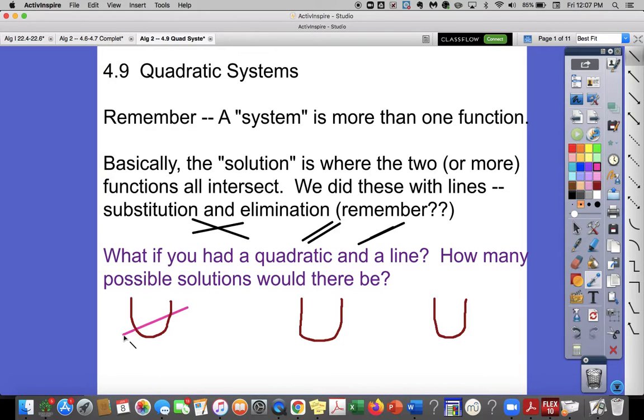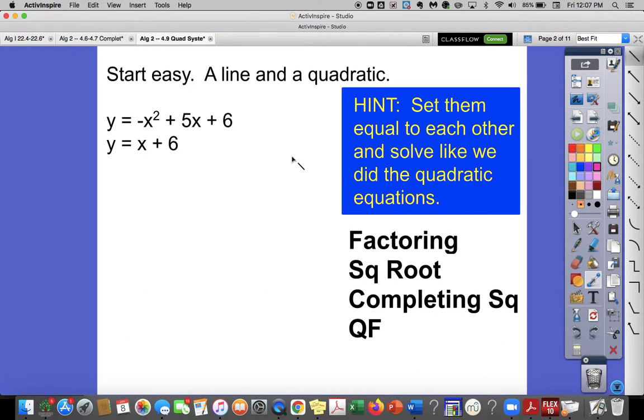So it could be that your line intersects your parabola in two places. So we'd have two solutions. But it could be that your line only bumps your parabola, or it's tangent at one spot. So that one point could be your one solution. Or it could be that your line doesn't ever intersect your quadratic. So you could have 0 solutions. So just know that that's a possibility. Let's look at some specific examples.